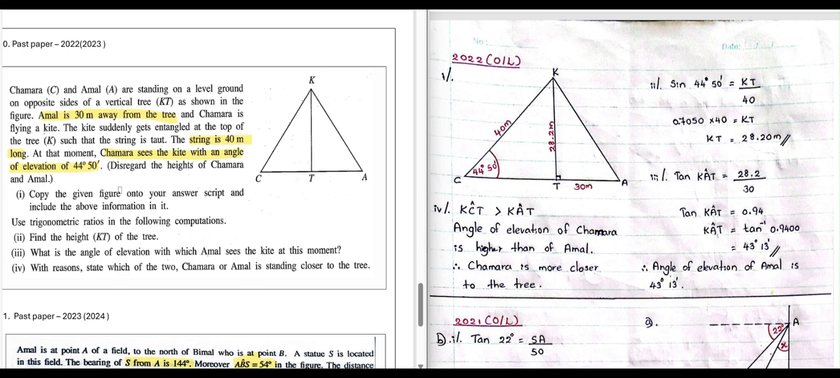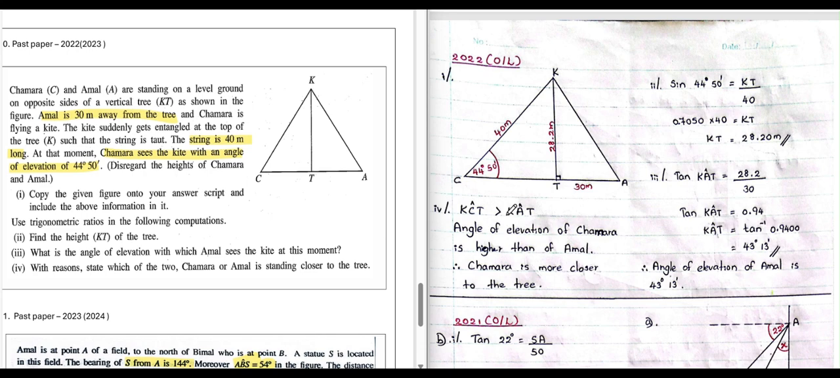Okay. And here's something else. Chamar sees the kite. Chamar is looking at the kite with an angle of elevation. I told you when we are looking at something above our eye level, we have to take it as the angle of elevation. Now this is the eye level of Chamar. Ground level is the eye level of Chamar when we are disregarding the height of Chamar. So starting from the ground level, what is the magnitude of that angle? This is what we have to mark as the angle of elevation, that is 44 degrees and 50 minutes. So those are the things we have to mark in the first question.